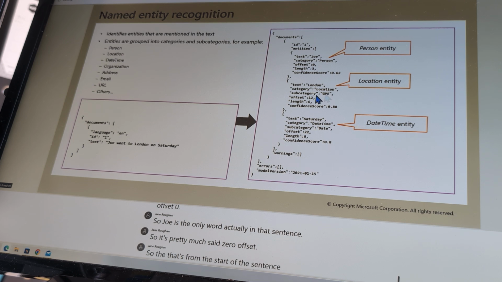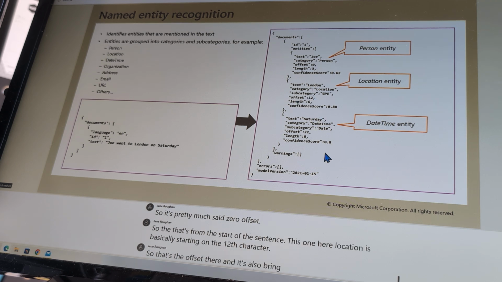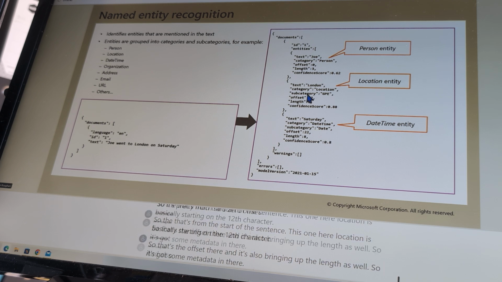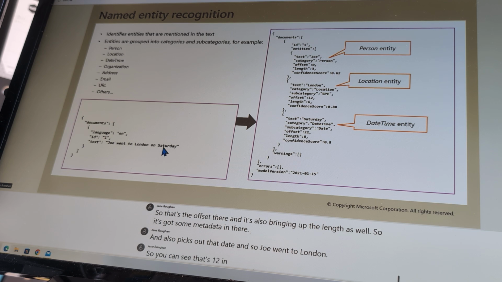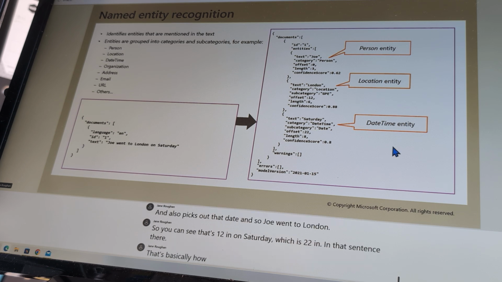This one here, location, is basically starting on the 12th character. So that's the offset there, and it's also bringing out the length as well. So it's got some metadata in there. It also picks out that date, and so Joe went to London, so you can see that's 12 in on Saturday, which is 22 in that sentence there. That's basically how it works there.